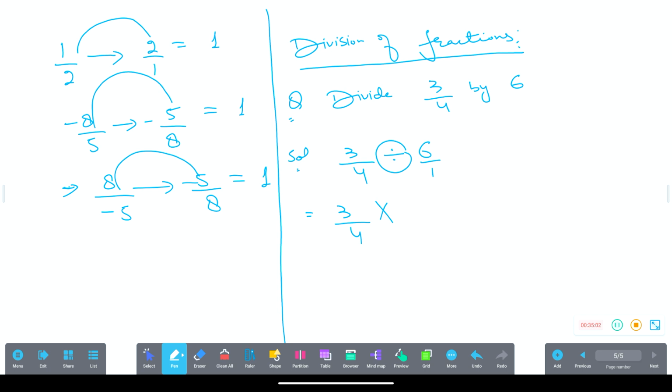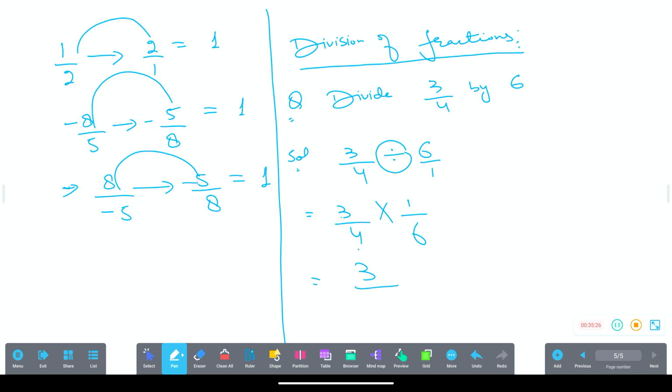Because division has been converted into multiplication, there should be a change. What is the change? The reciprocal of 6, that is 1 by 6. Now it becomes the same as multiplication. This is how we do the division of fractions. Now, how is cancellation possible? Neither is cross cancellation possible.